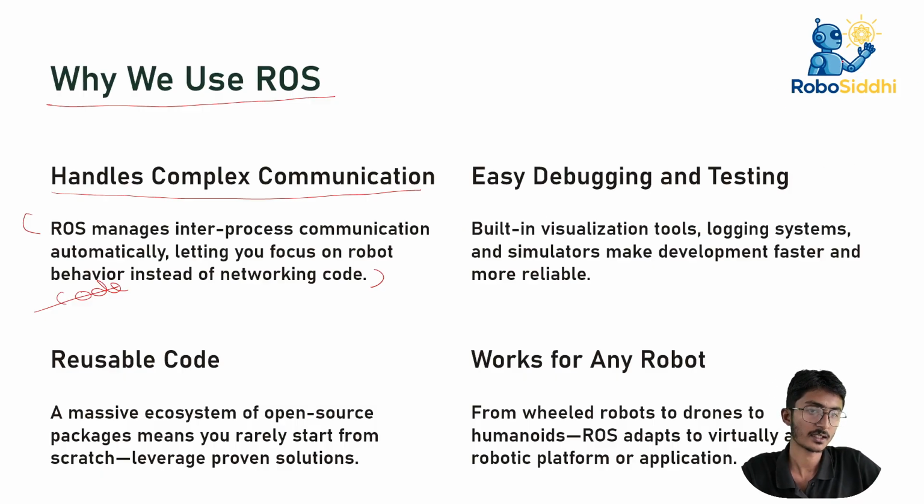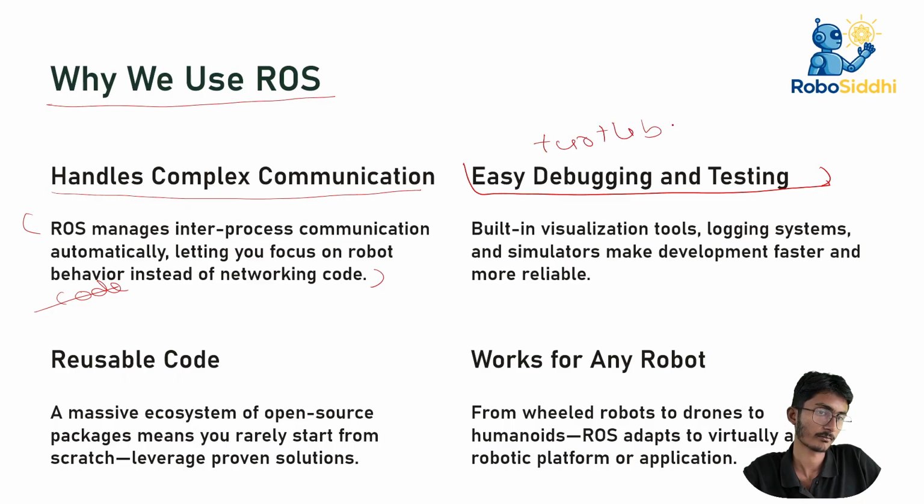Now, there is also easy debugging and testing. There are so many simulation tools and testing tools that can help you build and visualize the robot behaviors. The main and popular example is called Turtlebot. There are some other tools like Gazebo. We use them to simulate and understand robotic behavior under some circumstances.